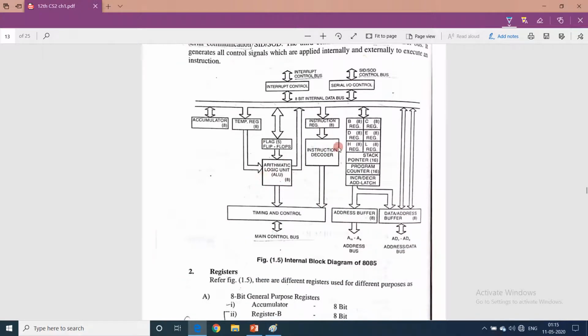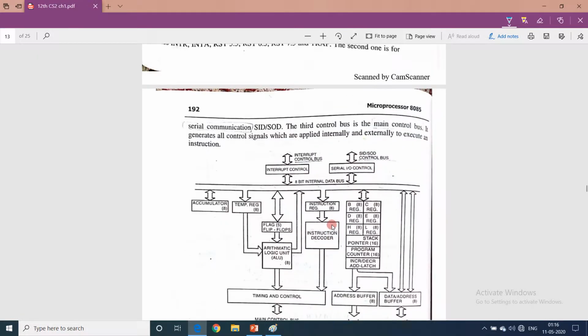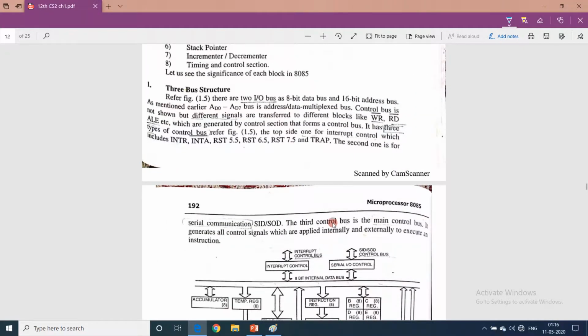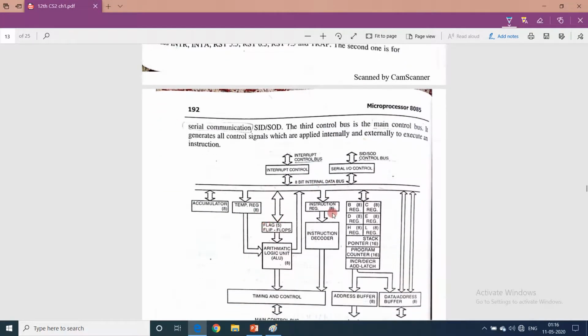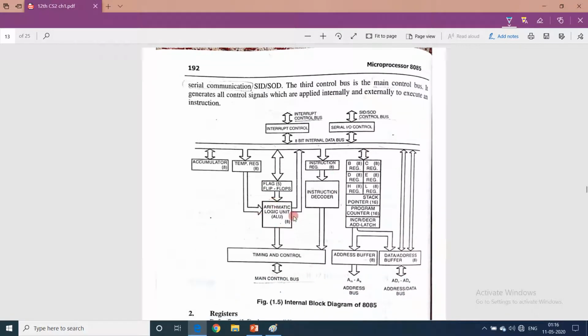So here, what it has mentioned: it has registers, it has 3 types of buses. Can you see the buses? Then it has the arithmetic logic unit, ALU. Here is the ALU. This is the arithmetic logic unit. Then it has flags, program counter, stack pointer, incrementer, decrementer, timing and control section. So what exactly is happening, as we have learned about the generic microprocessor?